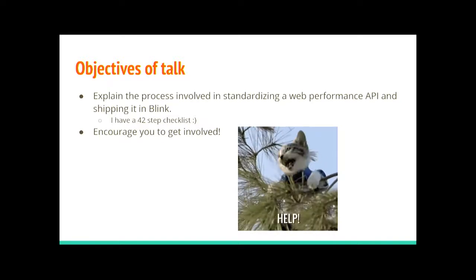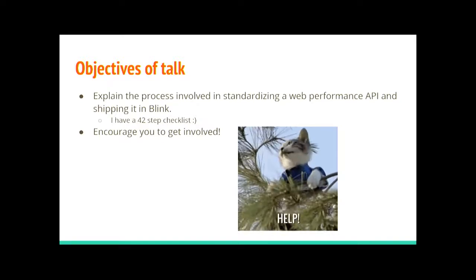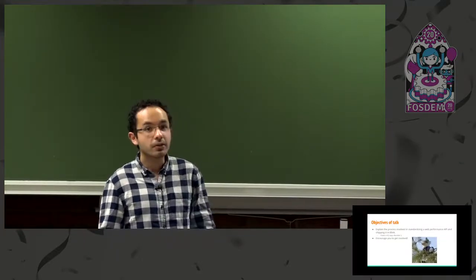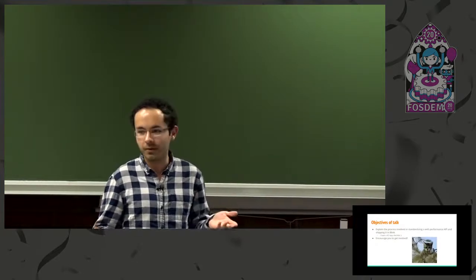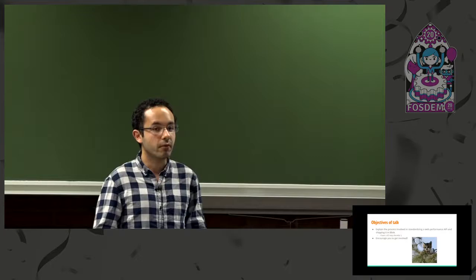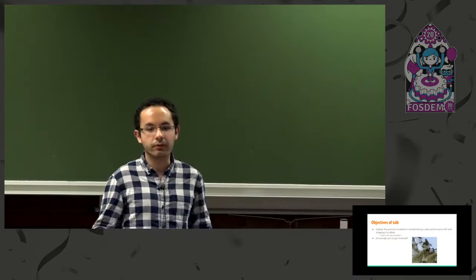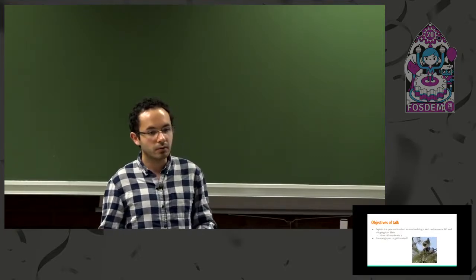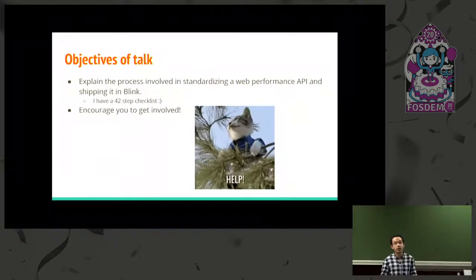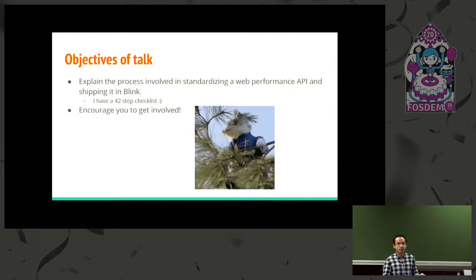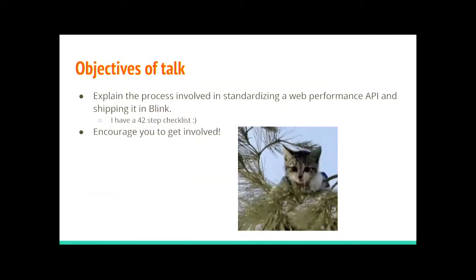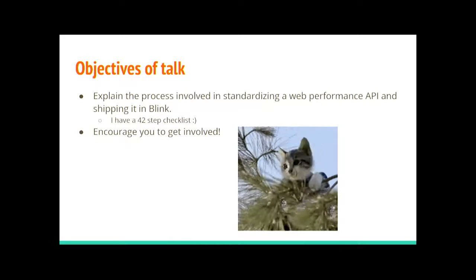In fact, I have a 42-step checklist so that I don't forget some of the steps that are required. And the second objective is to encourage web developers here or web performance enthusiasts to get involved. We love to get feedback about what we're working on, the new APIs, and what we should be working on, like what new APIs we should be surfacing to web developers. That's one of the other purposes of the talk, to get some help from you, to get some feedback about what we should be working on.